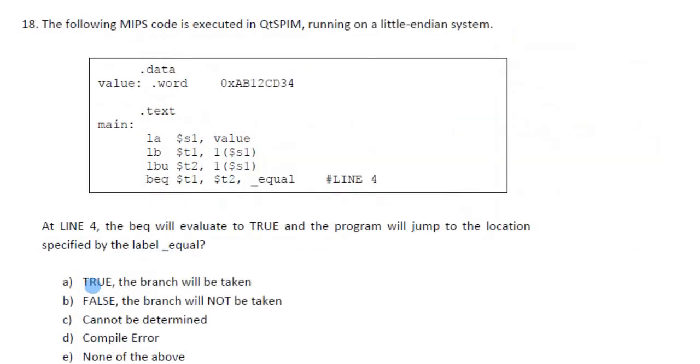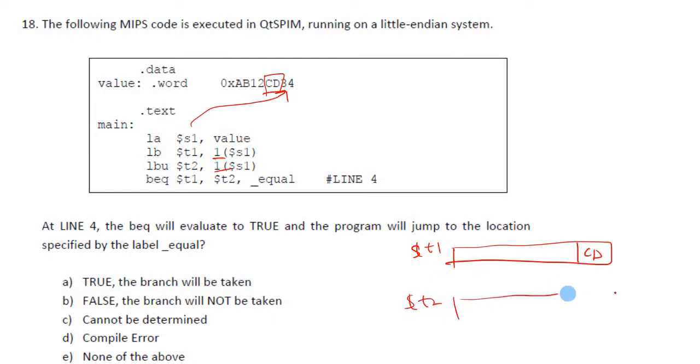Okay, now the next question. In this question, we are basically examining load byte and load byte unsigned. So S1 is pointing to this word here. And as I said just now, when I load the address, I'm always going to point to the least significant byte, which is this. So when I load offset 1, I'm going to load this element here, because I'm doing a load byte. So for the load byte, the offset of 1 will be CD. If I look at T1, T1 is going to have a value of CD over here, and T2 is also going to have a value of CD over there.